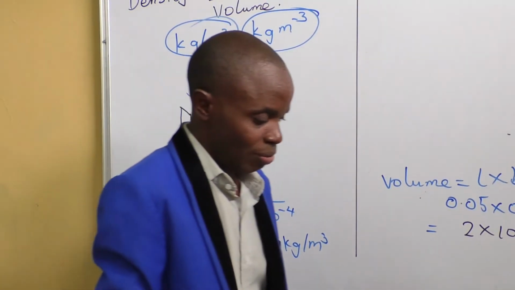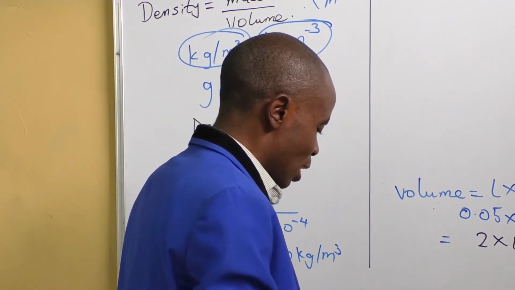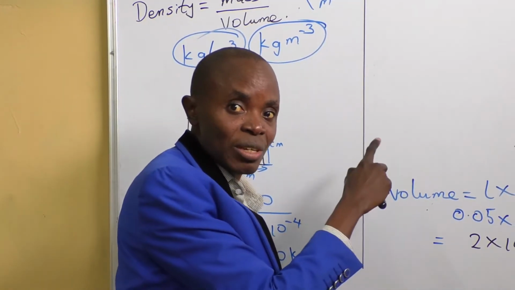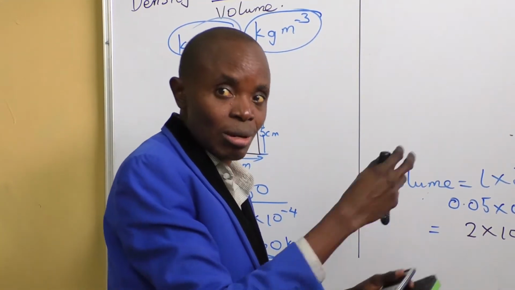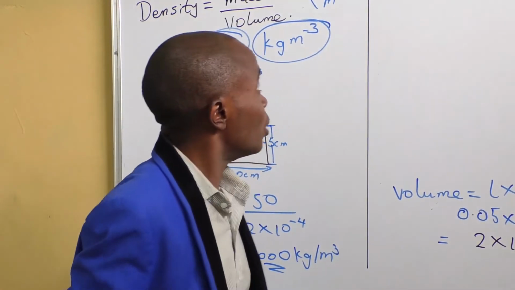Density is a very simple concept. All you need to do is to be able to calculate your volume. You may have a cylindrical object. The volume of a cylindrical object is different. You may have a circular object, a circular plate, and the volume is different. So get the volume for each and calculate your density.